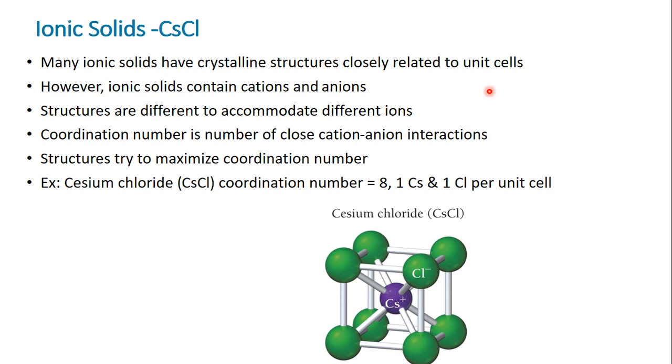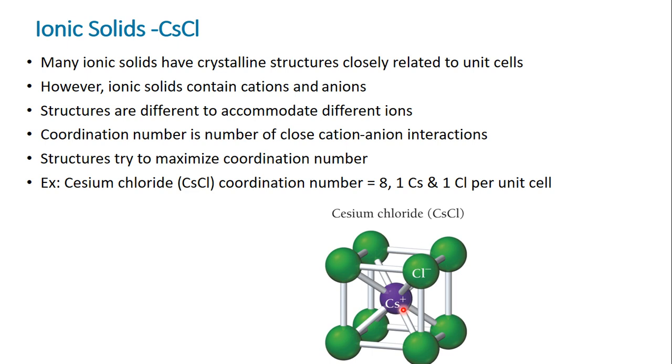They need cations and anions. And so our structures are going to be different depending on what types of cations and anions we have. Now the coordination number here is our number of cation and anion interactions, because remember, in an ionic structure, our positive cation must be interacting with our negative anion. And our structures here are trying to maximize our coordination numbers, our positive negative interactions.